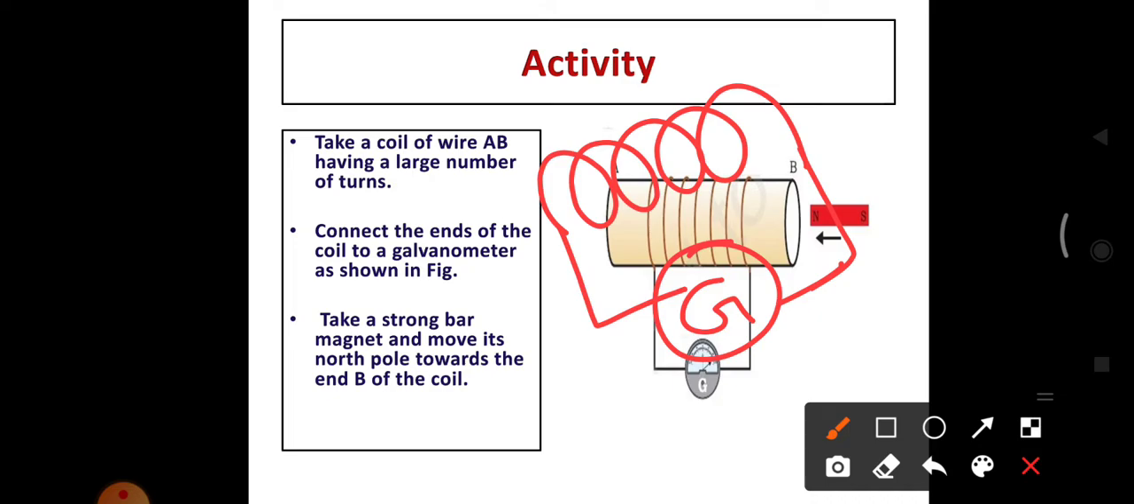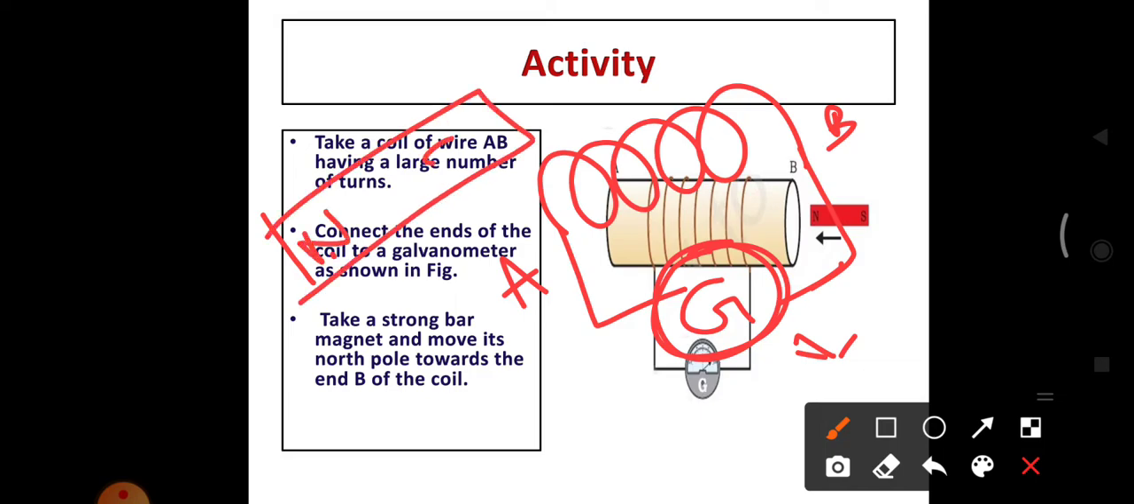In the electricity lesson, we learned about the voltmeter and ammeter. The voltmeter is used to measure the potential difference. The ammeter is used to measure the current in the circuit. What is the use of a galvanometer? We will discuss. Take a strong bar magnet and move its north pole towards the end B of the coil. So A, B. He took the magnet, which has north and south poles. The north pole of the magnet moves towards the end B of the coil.